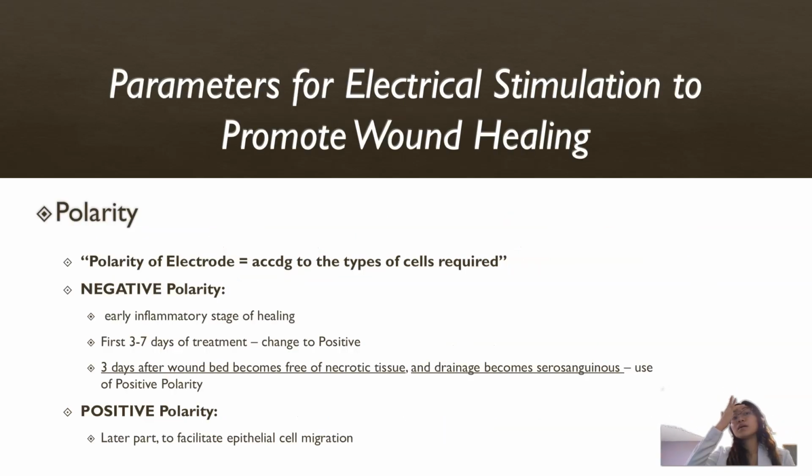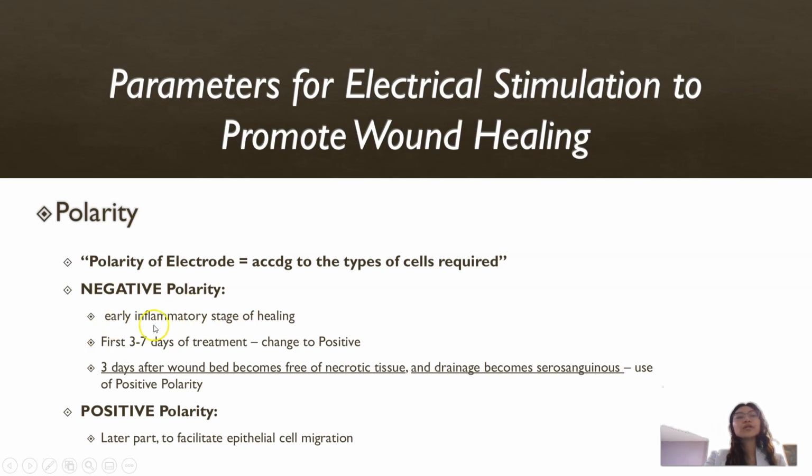Okay, continuation of the parameters. Polarity of electrode, this is according to the type of cells required. So, we make use of the negative electrode if yung mga cells na kailangan natin or the goal of our intervention is to address the inflammation, or we would want to address the infection. So, yan nakalagay na dito.